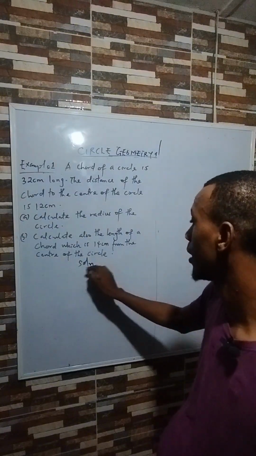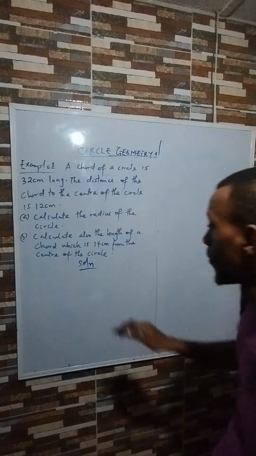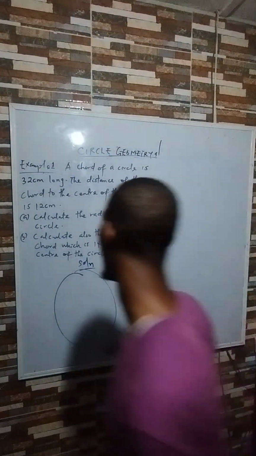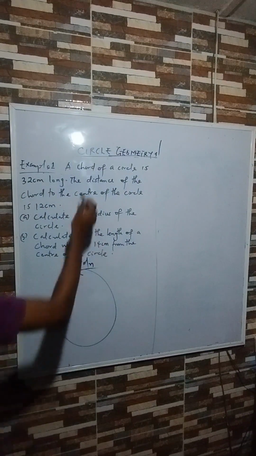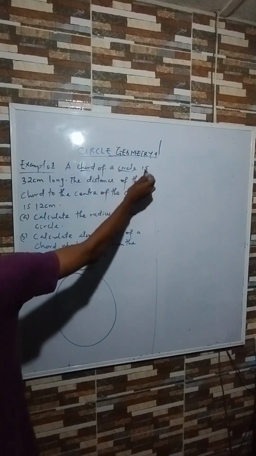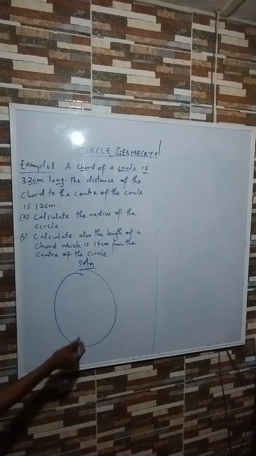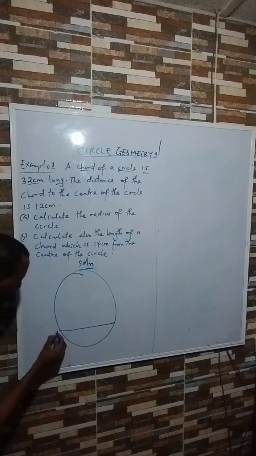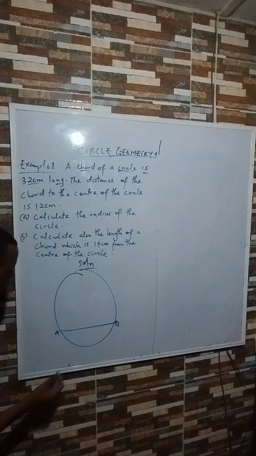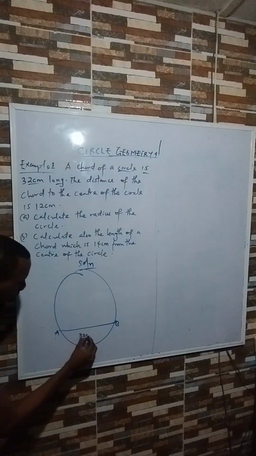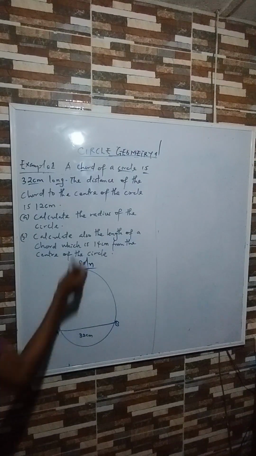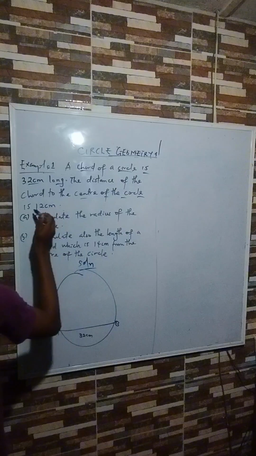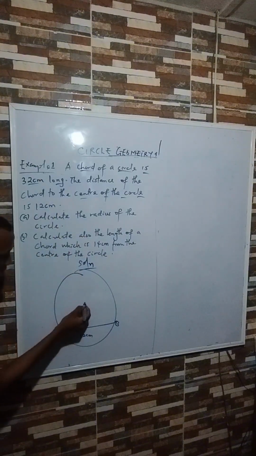So looking at this as a solution to the question, let's draw our diagram this way. We are told that a chord of a circle is 32 centimeters long. So this is a chord here. I'm going to draw this as 32 centimeters. Let's call this chord AB, which is now 32 centimeters. We said the distance of the chord to the center of the circle is 12 centimeters. So definitely there is a center here.